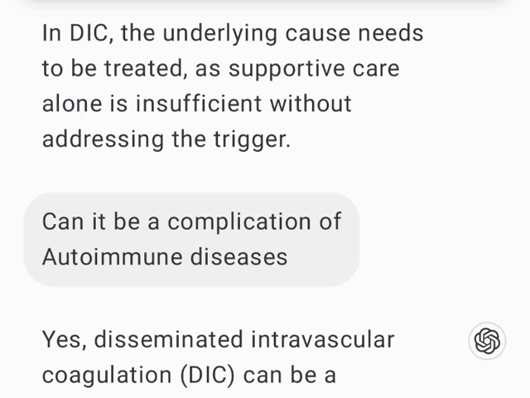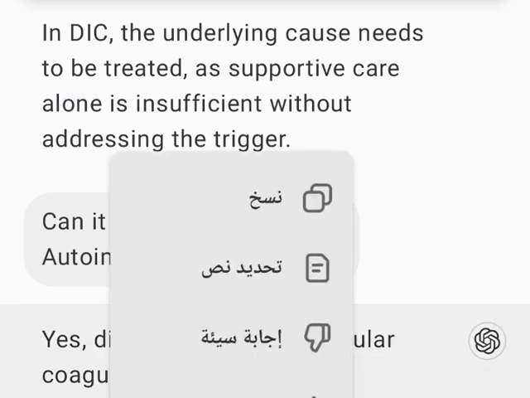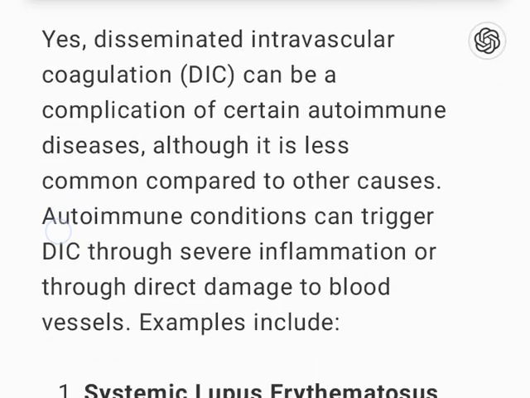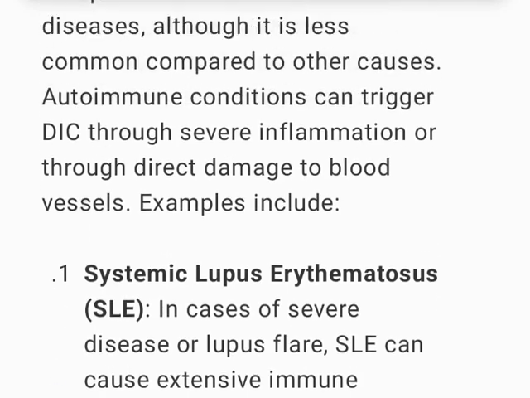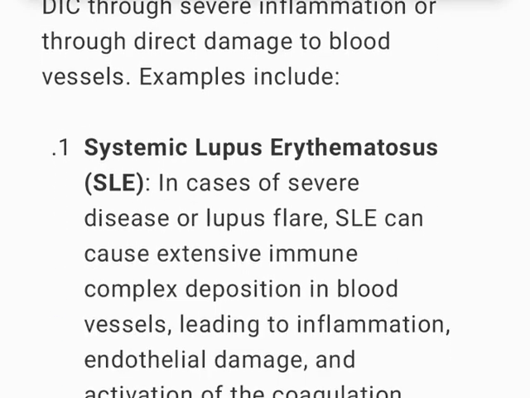Can it be a complication of autoimmune disease? Yes, disseminated intravascular coagulation, DIC, can be a complication of certain autoimmune diseases, although it is less common compared to other causes. Autoimmune conditions can trigger DIC through severe inflammation or through direct damage to blood vessels.